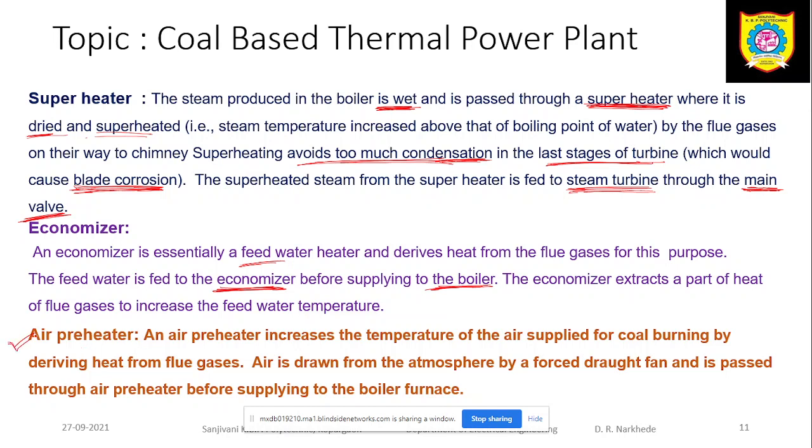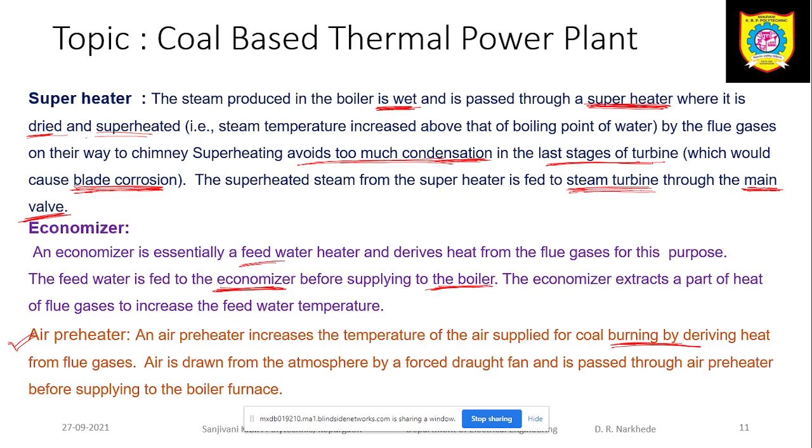The air preheater. The air preheater increases the temperature of the air supplied for the coal burning. So basically, if I want to burn the coal, I require oxygen, and I require air, and if my air consists of moisture, then the burning is not proper. So for that purpose we require to remove the moisture from the air, and that can be done inside the air preheater. Air is drawn from the atmosphere by the forced draft fan and is passed through the air preheater before supplying to the boiler furnace. Okay.